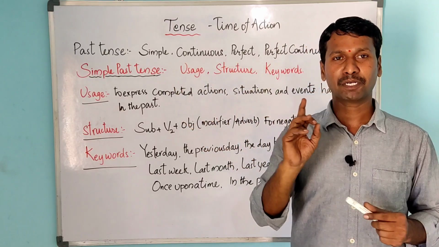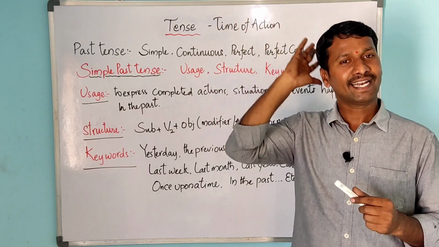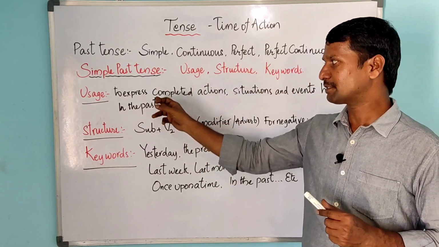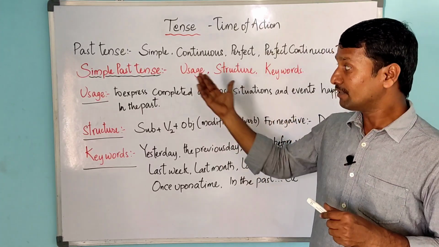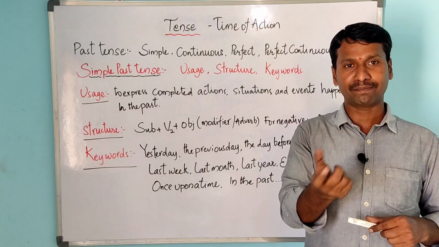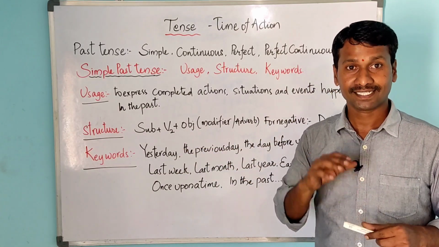Also, we use the simple past tense when we mention some years specifically, like 1967, 1914, 1880, likewise. And we mainly use it to express situations, actions, events that happened in the past. When you see the structure of the simple past tense, structure in the sense of how you frame a sentence, the structure should be reflected in simple past tense sentences.